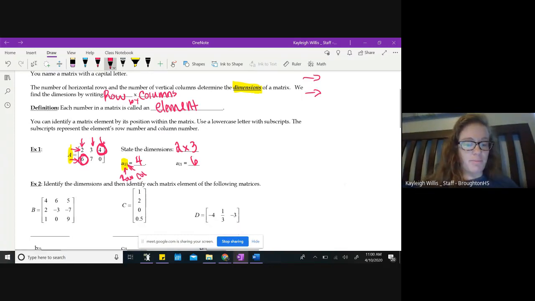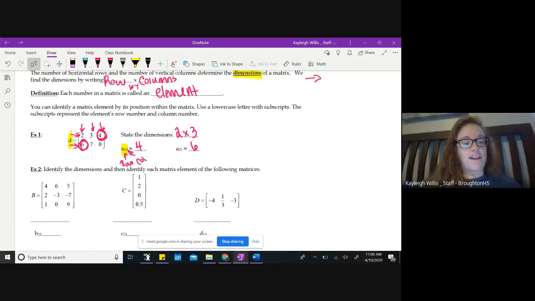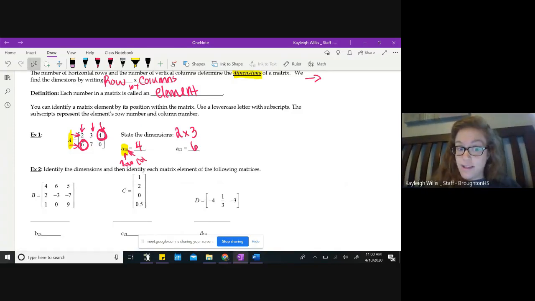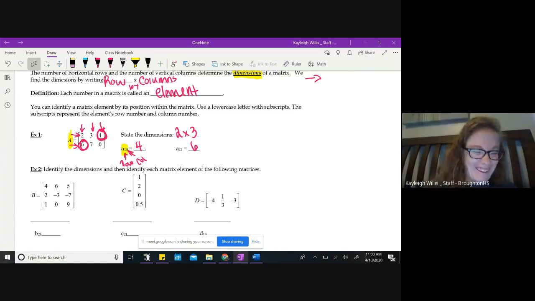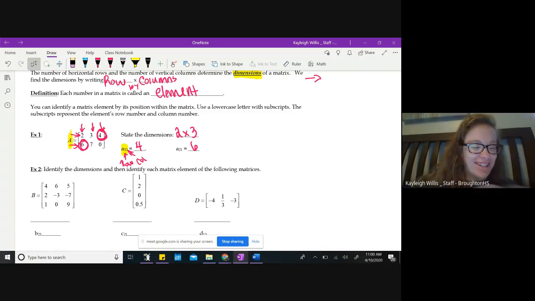So I have 3 examples right here. Let's see if you can identify the dimensions and identify each matrix element they want. Pause the video and try those 3. Welcome back. You should have some answers.